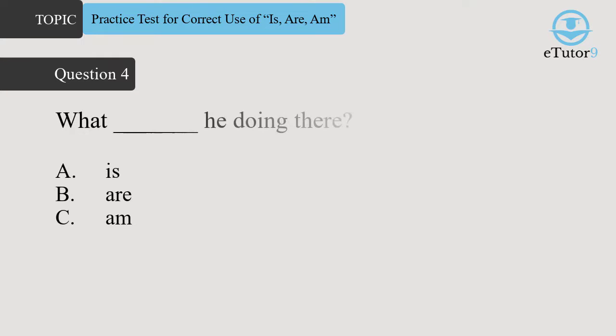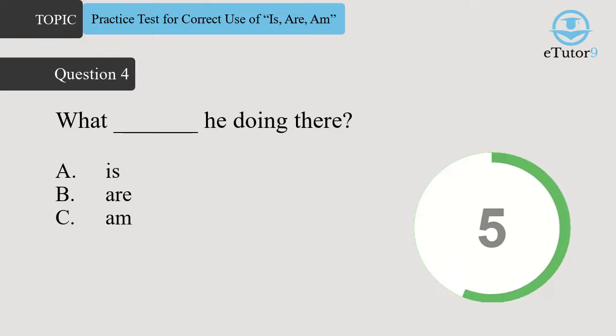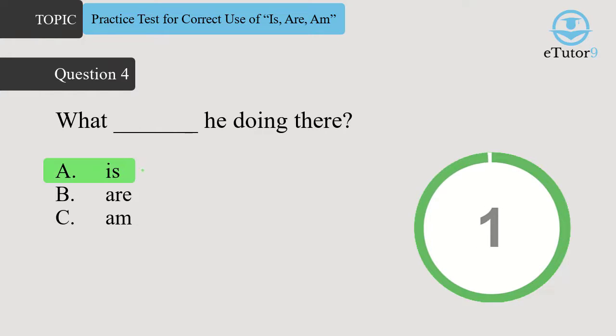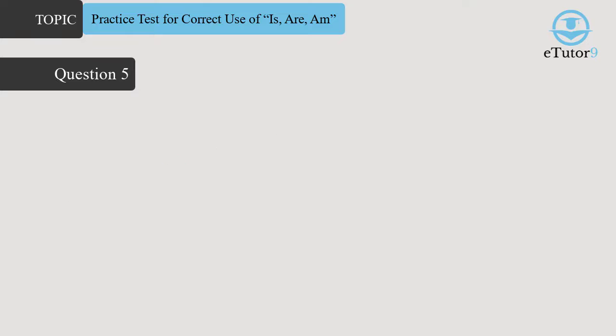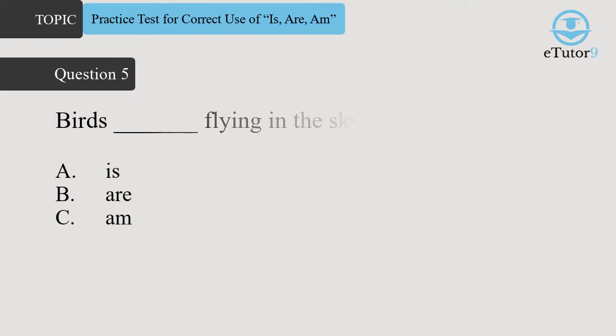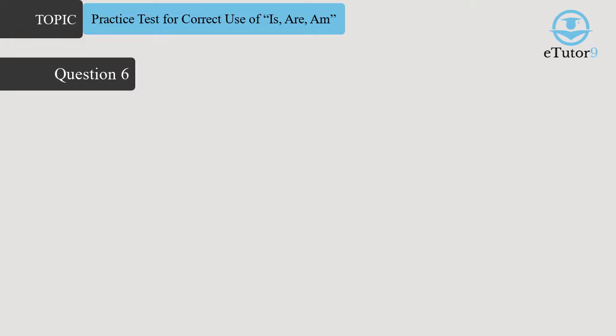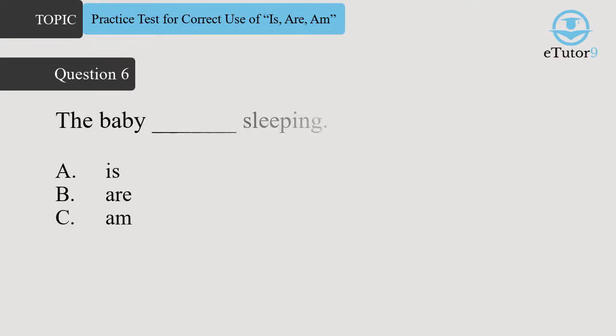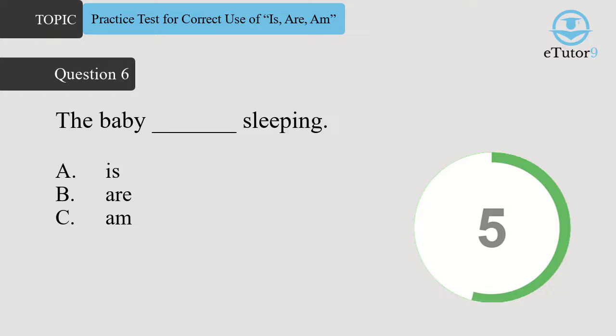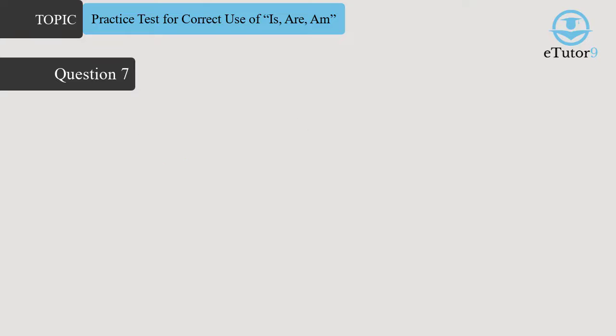Question 4. What dash he doing there? Answer is A. Is. Question 5. Birds dash flying in the sky. Answer is B. Are. Question 6. The baby dash sleeping. Answer is A. Is.